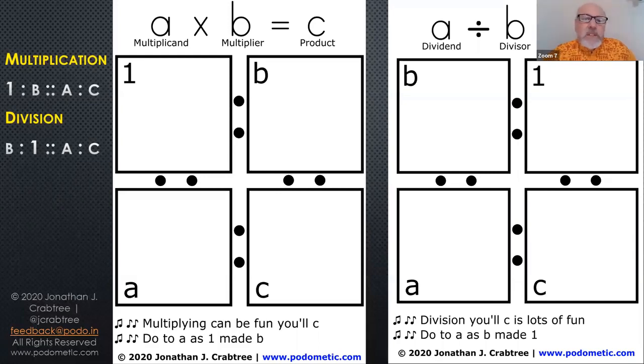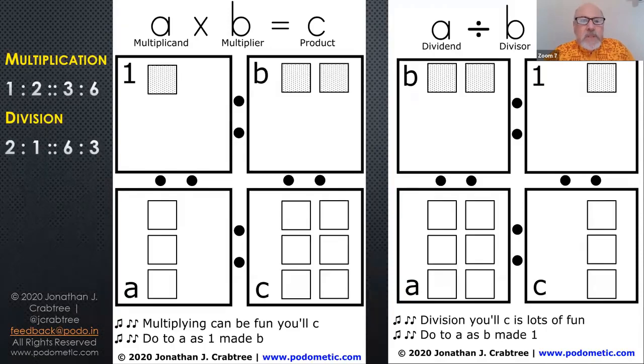So all of these ratio symbols, the 2 dots, reveal the covariation patterns at play between the terms in those squares. So on the very left-hand side, you can see a proportion from multiplication. As 1 is to B, so is A to C. And for division, as B is to 1, so is A to C.